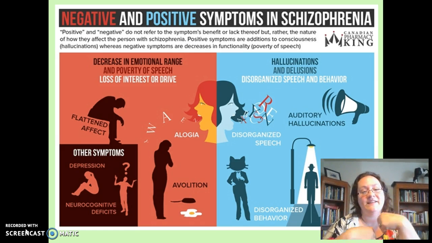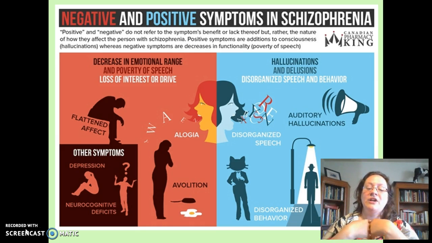So their affect is often very flat. They don't show a lot of emotion. And alogia is poverty of speech. So they start actually speaking less, using fewer words. And avolition, we see there at the bottom with the person who's dropped the egg. Avolition is this lack of motivated behavior.